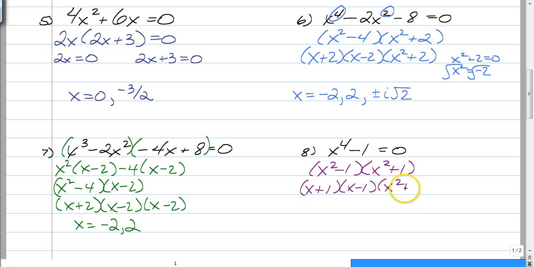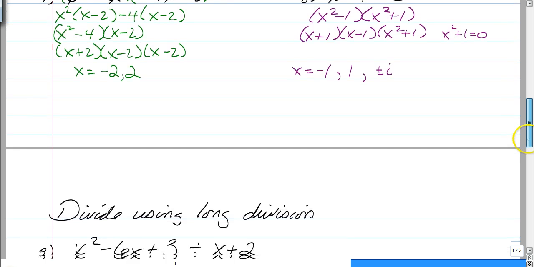And that's going to give you x squared plus 1, because there's no such thing as a sum of two squares. Set everything equal to 0, and you get x is equal to a negative 1, positive 1, and plus or minus i. Again, for the same reason as in number 6. You must set x squared plus 1 equal to 0, subtract your 1, take the square root of both sides, and that's how you'll get your plus or minus i.